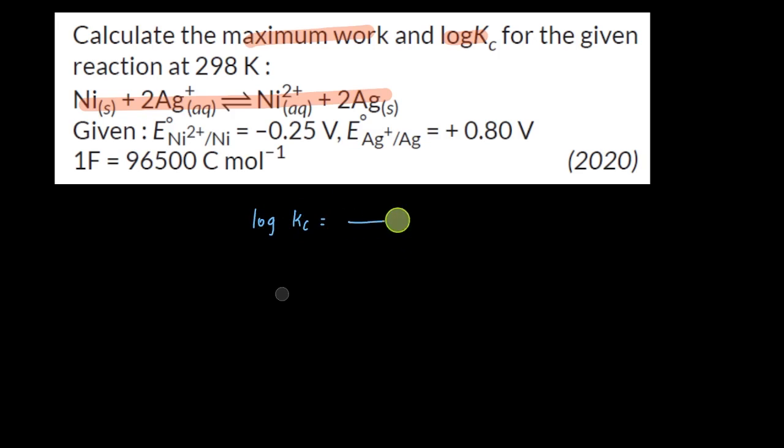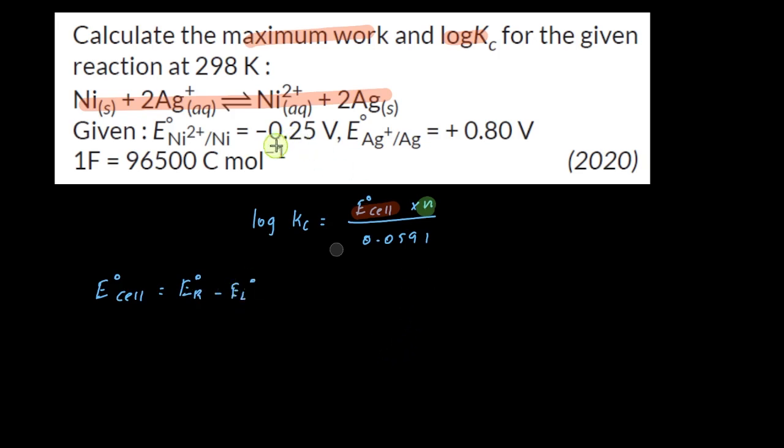Log Kc is equal to E naught cell into n divided by 0.0591. So here you have to find out the value of E naught cell and the value of n. These two things we need to know. How to find out E naught cell? For finding E naught cell value, you know that it is ER naught minus EL naught.